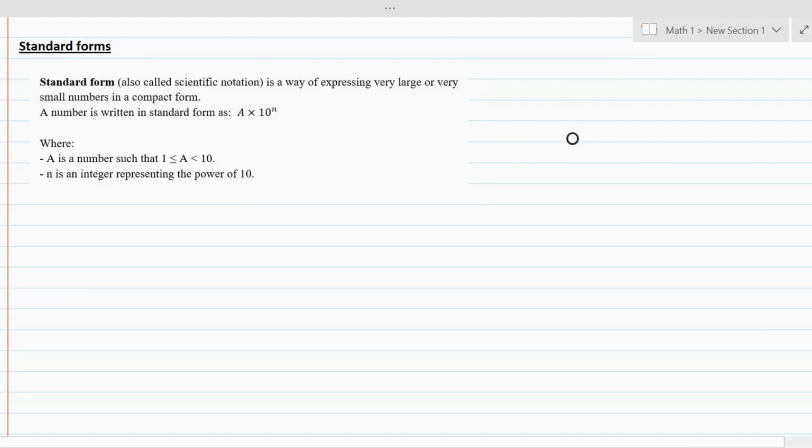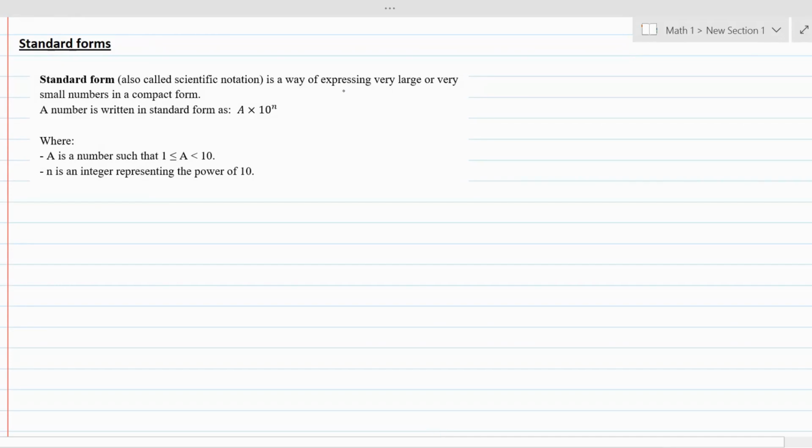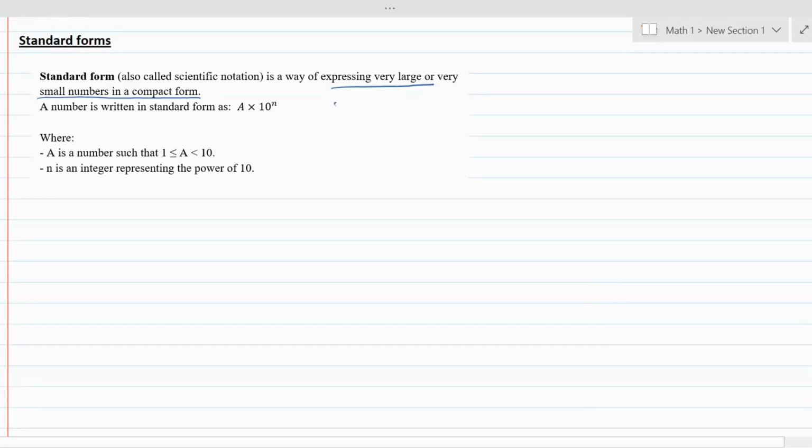So standard form, also called scientific notation, is a way of expressing very large or very small numbers in a compact form. So that means either the numbers are very large or the numbers are very small. It's just a way of expressing very large or very small numbers in a compact form.